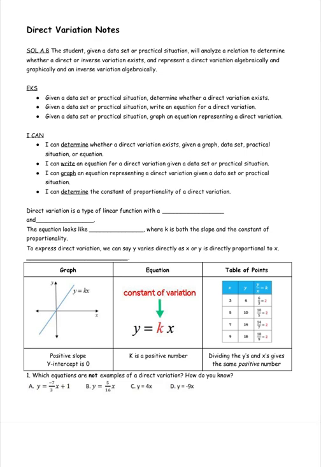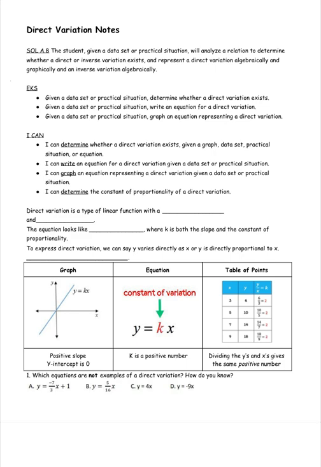For today's lesson, we're going to discuss direct variation. In direct variation, the student will determine whether direct variation exists given a graph, data set, practical situation, or equation, and also write a direct variation given a set of data or practical situations.